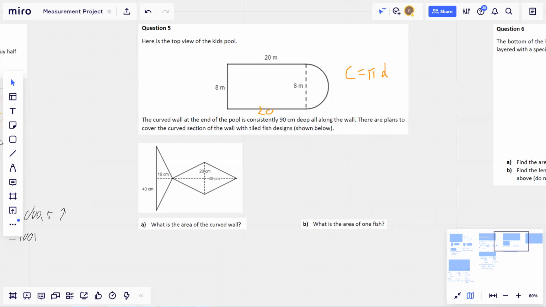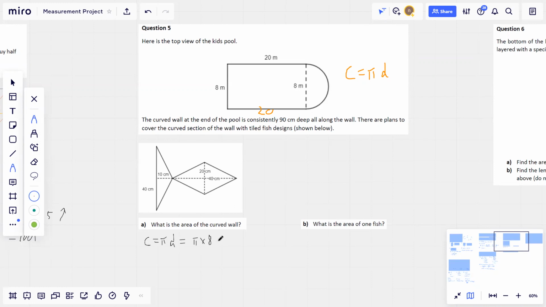So I will quickly do the calculation here. For the first question, we just try to find the length of the circle. That's pi times d, and d would be 8. You can use pi in the calculator, or you can use 3.14. I would prefer to use pi as 3.14, so that's 3.14 times 8.